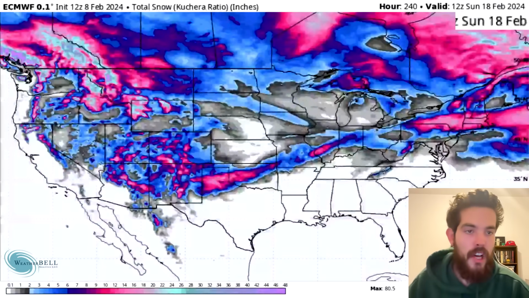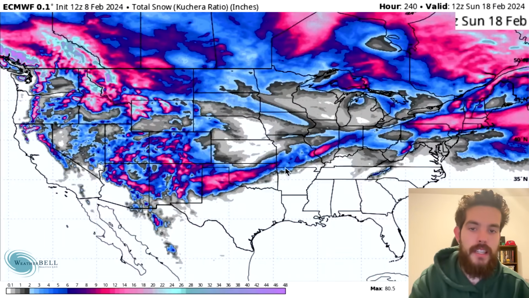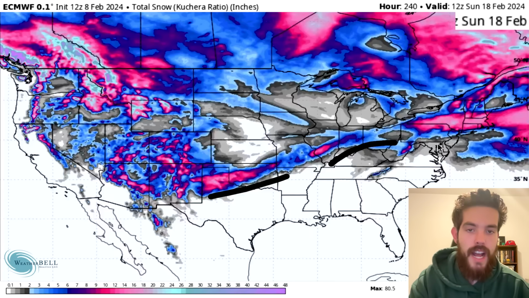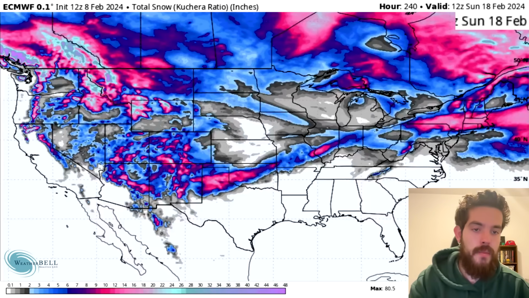Total snowfall in the European model, we will zoom into the northeast in a moment, but we see out west, tons of snowfall expected. Also for the south central into the Ohio Valley, and then eventually into the northeast with that upcoming snowstorm. Let's zoom into the northeast here as I want to show you guys what we're seeing here.